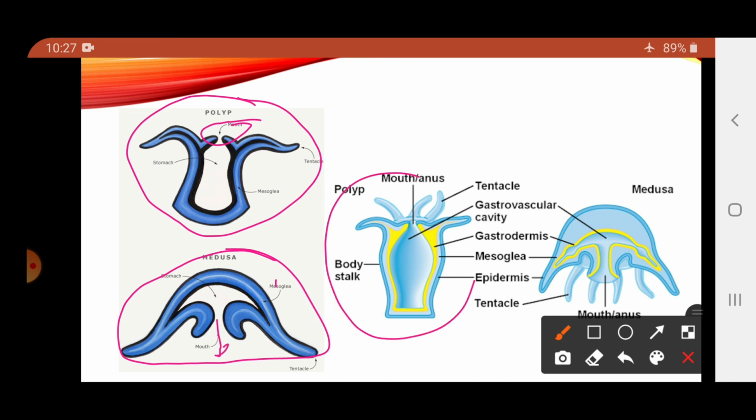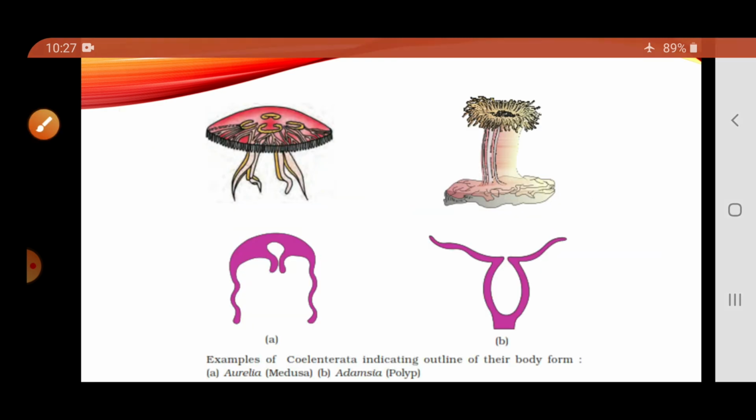Here it will be more clear. This is a single opening with a mouth, acting as both mouth and anus. Tentacles are present in the body. Here the mouth is on the upper side. And this is the medusa, which is umbrella shaped. See, this is the umbrella shape, and the mouth is on the inner side, the downward side.